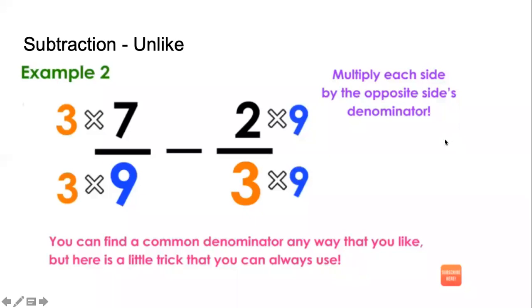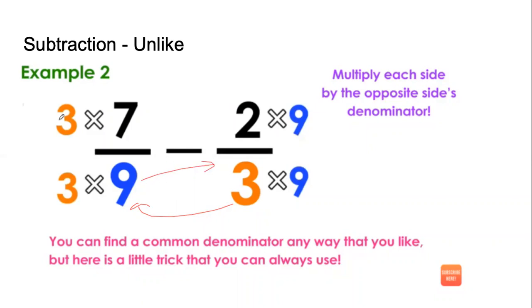Subtraction of unlike fractions is also like the addition of like fractions. First we will make them like and then we will subtract. So here if the question is 7 by 9 minus 2 by 3, the denominators are 9 and 3. They are different, so the fractions are unlike. To make them like, we will multiply this 3 with this fraction and multiply the 9 with this fraction. It's very clear using the colors.